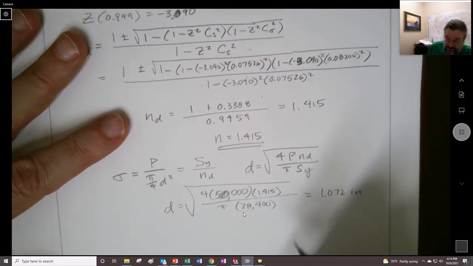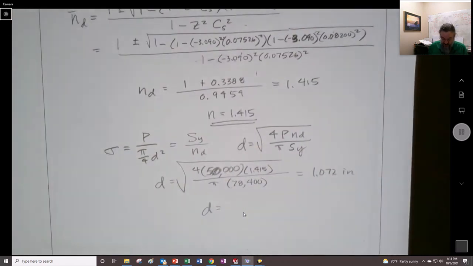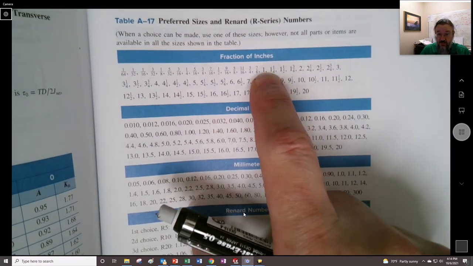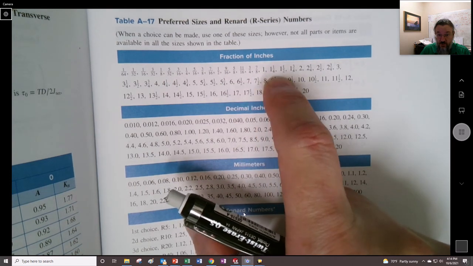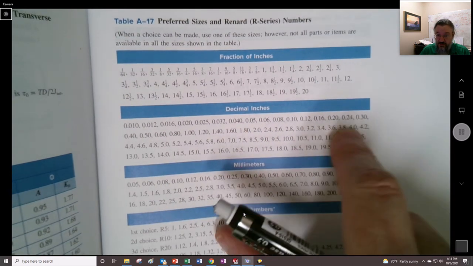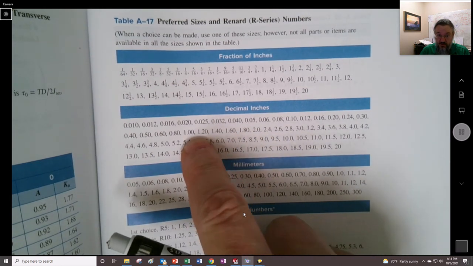And so once again, for my diameter, I already did this in a previous video. We go to table A17 with our preferred sizes. And I'm just doing it because you might not have watched the other video. But in our table A17, we see for fractions of inches, 1 and 1 1/4. If we went to decimals, it goes between 1 and 1.2. So we have a kind of a choice.